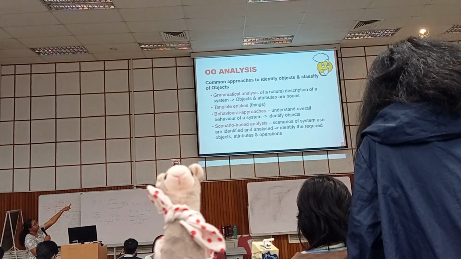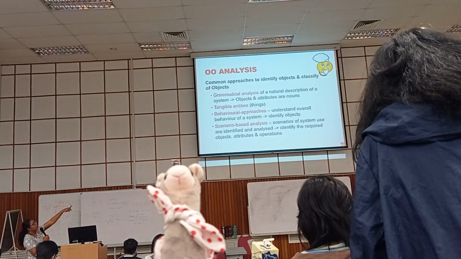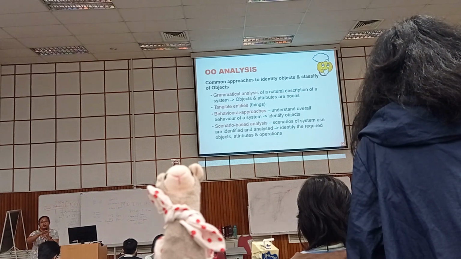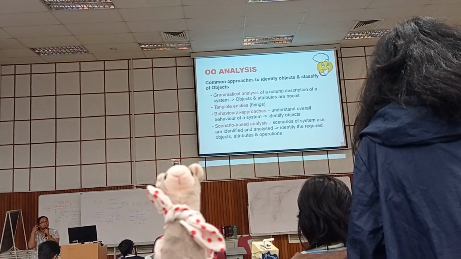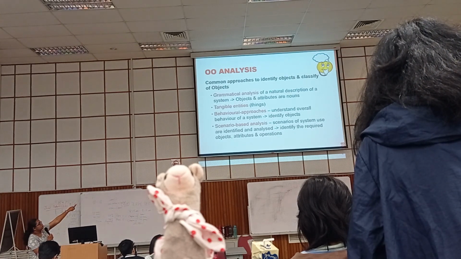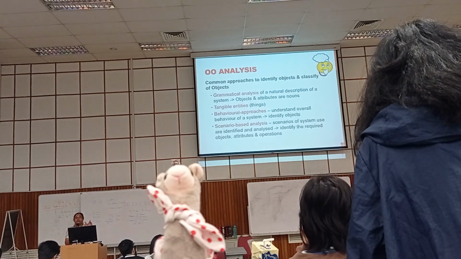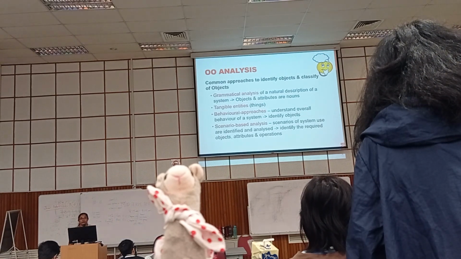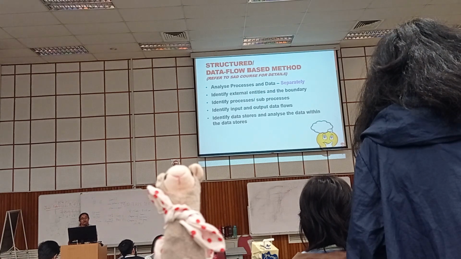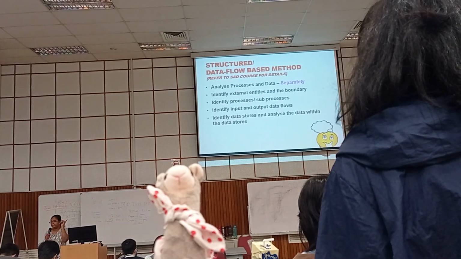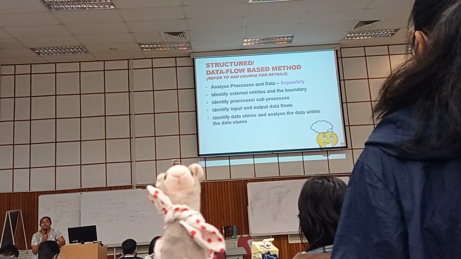Or you can use the behavior approach. Understand the overall behavior of the system, functions, how people interact, like a scenario example. So by understanding the behavior, you can also identify all the objects. You can also use scenario based analysis. Come up with the scenario and try to identify the objects from the scenario. Then there are some other techniques. You can find out there are more than that. You can identify the objects using a few techniques.